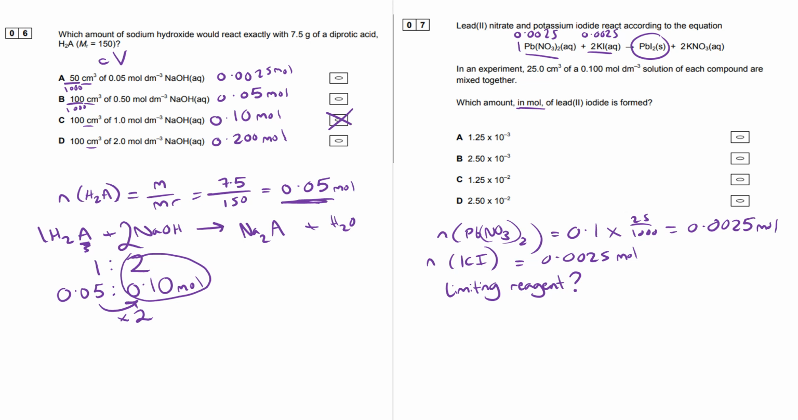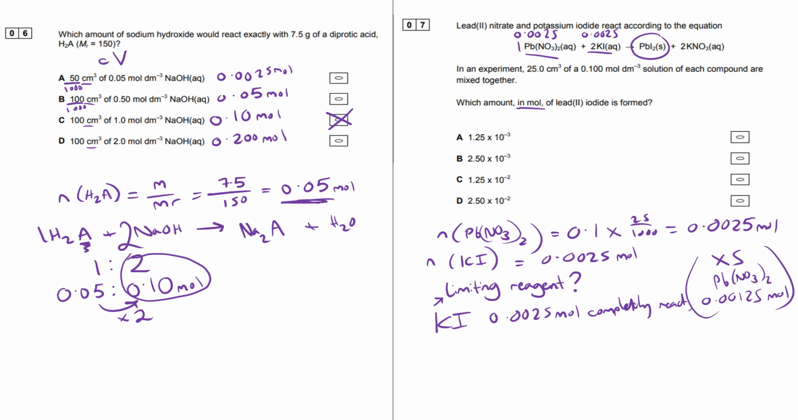So in this case, because it's a 1 to 2 ratio, the potassium iodide is the limiting reagent. 0.0025 moles of potassium iodide would completely react, and only 0.00125 moles, or half the number of moles, of lead nitrate will react. So the lead nitrate is in excess there. So we use the moles of KI to determine the moles of PbI2.